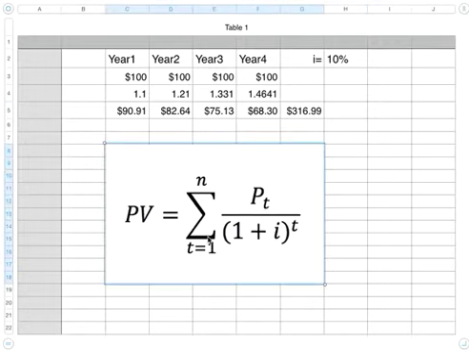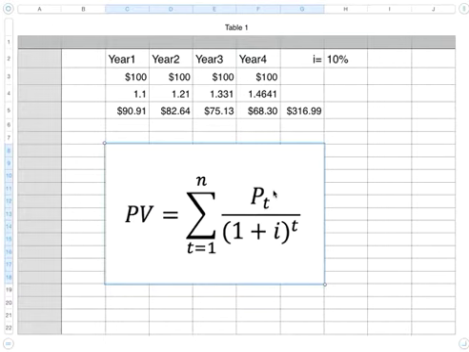Here in this cell you can see the formula for present value, and it states that present value is the summation of the payments, PT, divided by 1 plus i to the t power. This t just signifies time. So for example, let me just do the constituent parts here.